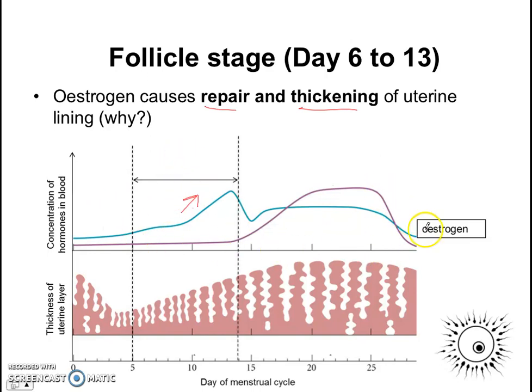So this graph here is very important. Just take note that this line here represents estrogen, and it's very obvious because estrogen levels tend to rise during the follicle stage. Estrogen levels will rise after menstruation.